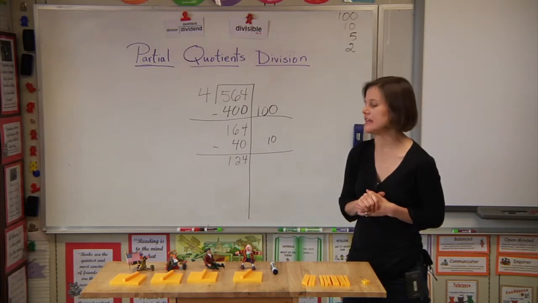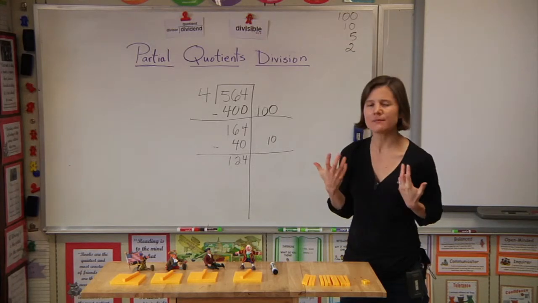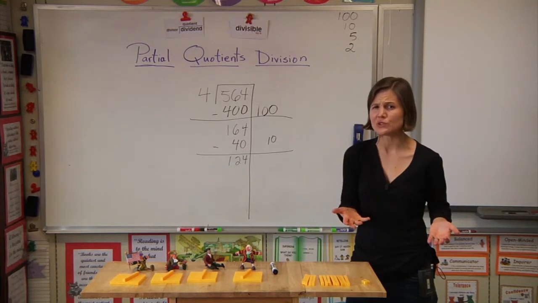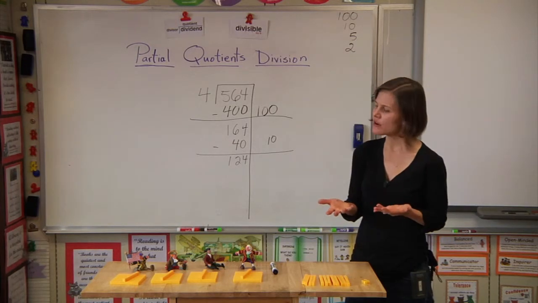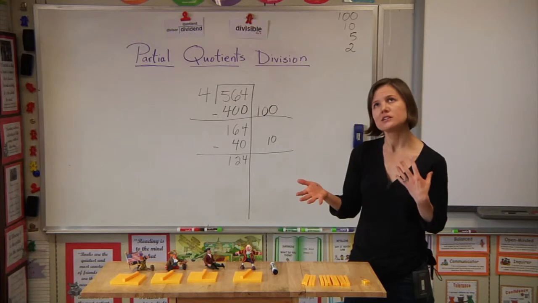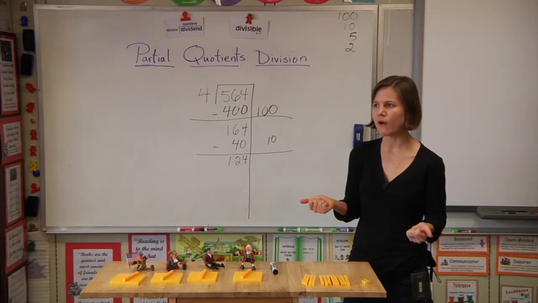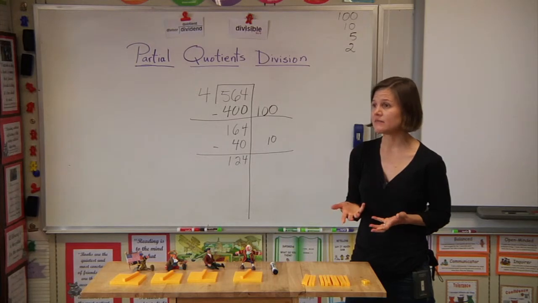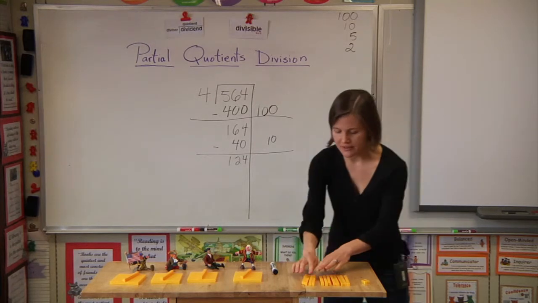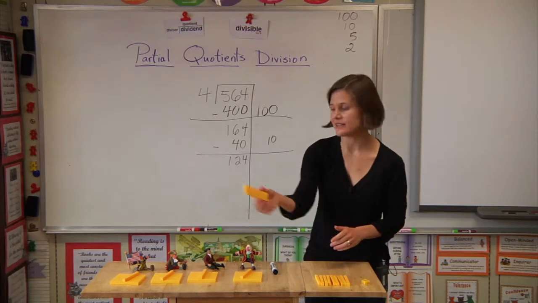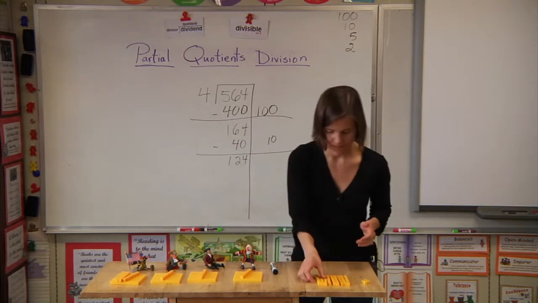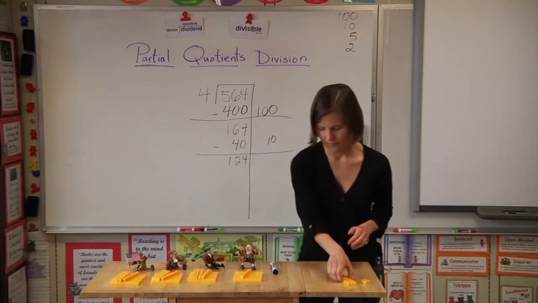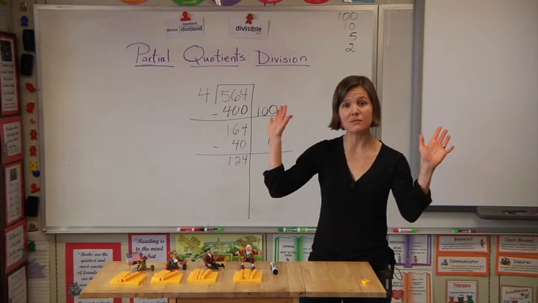One way to think about it is 4 times what will get me close or equal to 12. Is there a number that could fit in there? 4 times what equals 12? Well, 4 times 2 equals 8. 4 times 3, that equals 12. That means I could hand out 3 at a time, and be totally done with the rods.